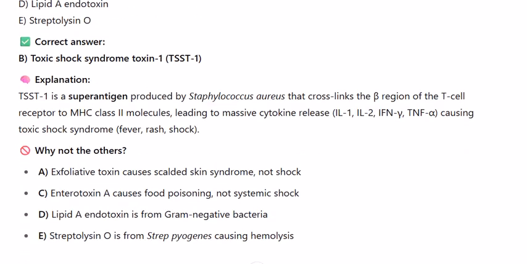A. Exfoliative toxin causes scalded skin syndrome, not shock. C. Enterotoxin A causes food poisoning, not systemic shock. D. Lipid A endotoxin is from gram-negative bacteria. E. Streptolysin O is from Strep pyogenes causing hemolysis.